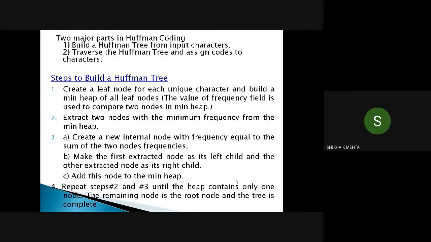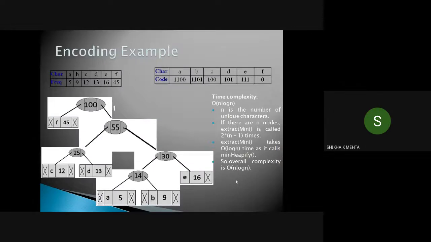Then we create a new internal node with frequency equal to the sum of the two node frequencies, and we make the first extracted node the left child and the second extracted node the right child. This node will be added to the min heap, and we keep repeating this step until we reach the root node and the tree is complete. So let's see this example.